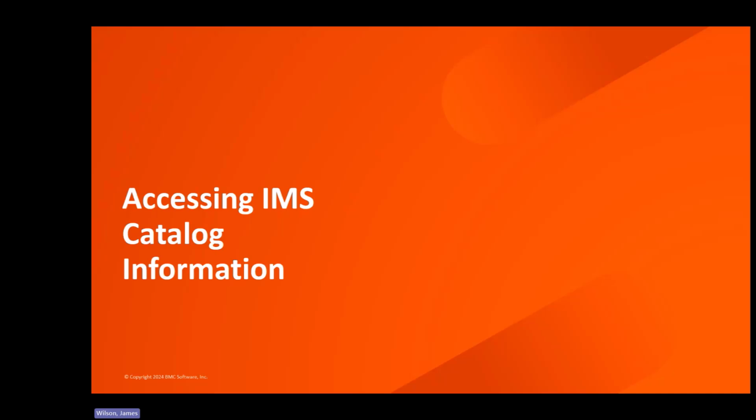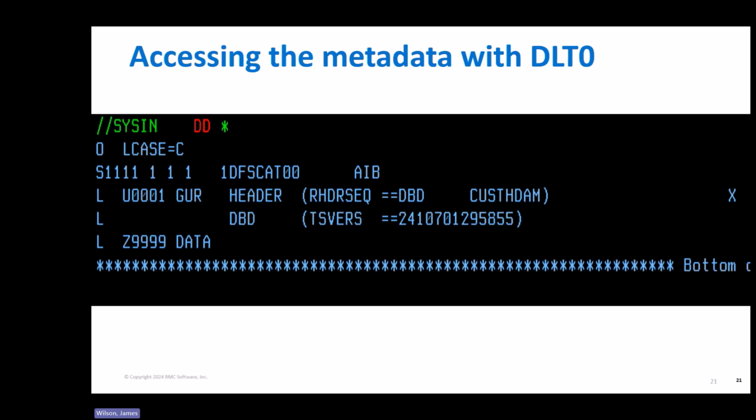So to show an example of how you would access this with out-of-the-box tools, this is a DLT0 job to do a get unique record call to the header record of the catalog. Get unique record is a special call that accesses a certain root and all of its dependents. So this is going to give me the DBD named CUSTHDAM of a specific timestamp. So I've already somehow isolated which timestamp I'm interested in.